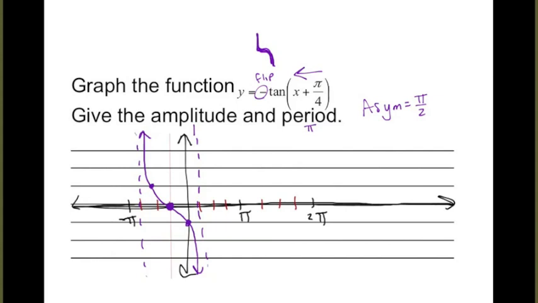Then I want to repeat the same pattern over one more time. The period is pi, and that's how far away from each other the asymptotes should be. So if each of these markings represents 1/4 of pi, and I need to go to a pi, I need to go 4 markings away to get to another asymptote. Right in the center of that is our middle point, and then our offset points.